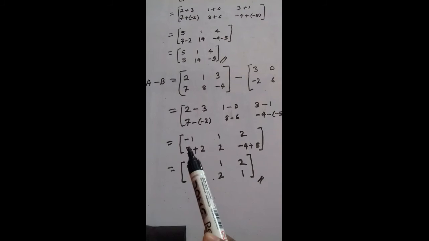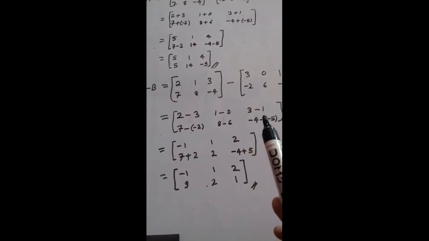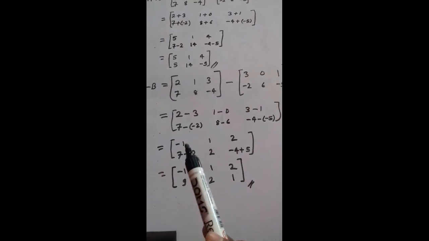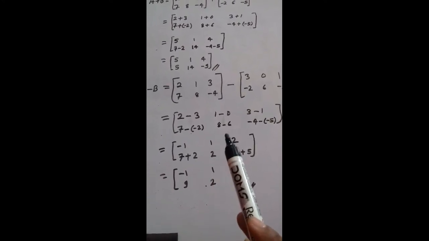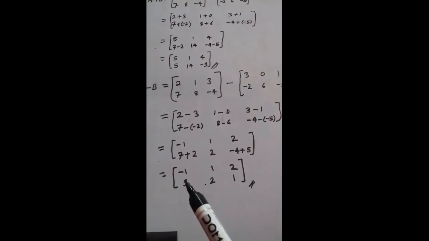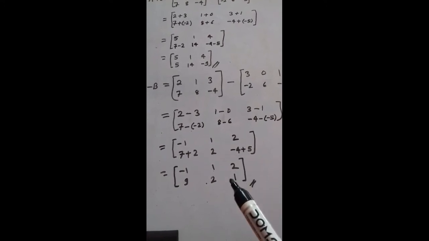And here 2 minus 3 is minus 1, 1 minus 0 is 1, 3 minus 1 is 2, and 7 plus this minus minus becomes plus, 8 minus 6 is 2, here minus minus becomes plus, then 7 plus 2 is 9, and this minus 4 plus 5 is 1.